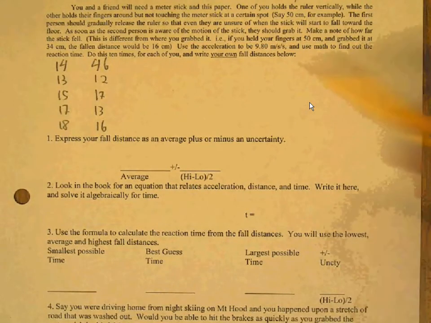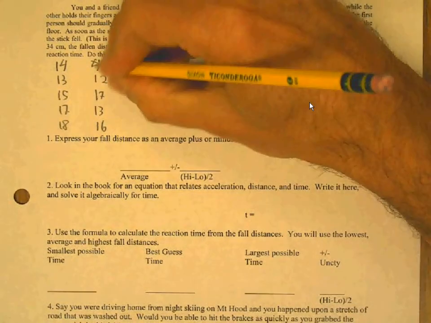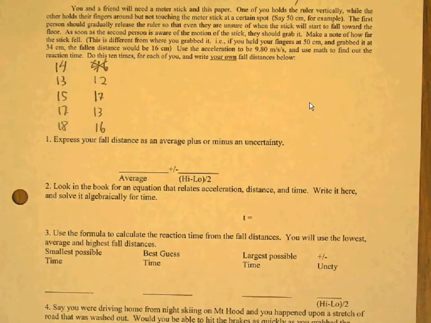You should have your own fall distances. I just made up a bunch of numbers. Yes, 10 of them. If you've got one that's obviously an outlier, you're justified in just crossing that one off. Do the same if you caught it in like 1 centimeter, because you probably anticipated it, right? We just want to look at your reaction time.